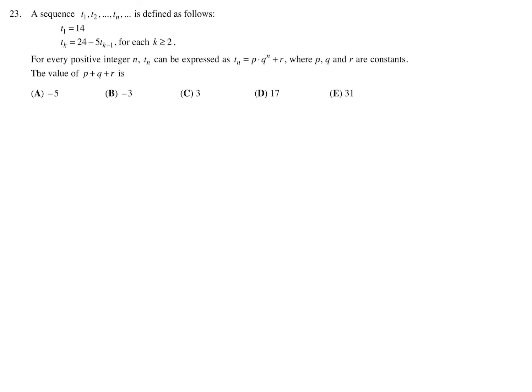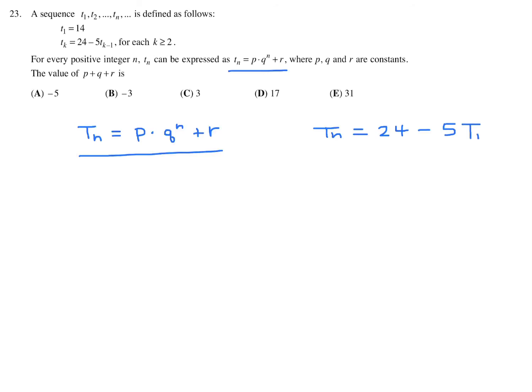All right, so first let's try to understand this question. They're saying that Tn is equal to p times q to the power of n plus r. Okay, that's our big relationship right there. And then they tell us that Tn is equal to 24 minus 5 Tn minus 1. Well, they're using k's, but just keep it consistent. n, k, same thing.